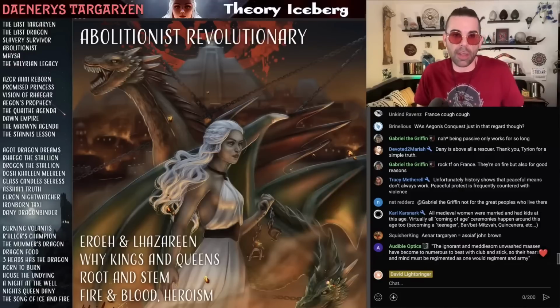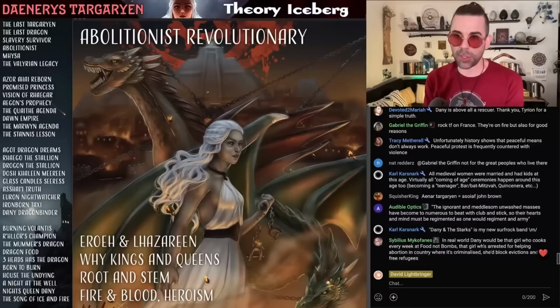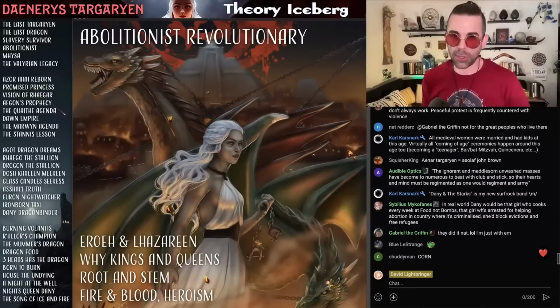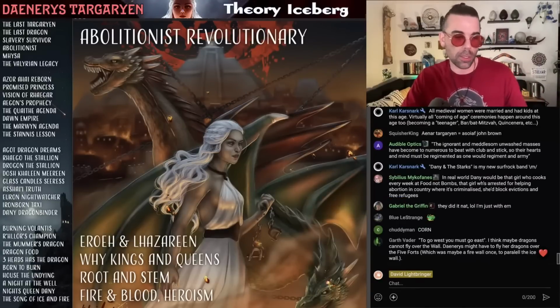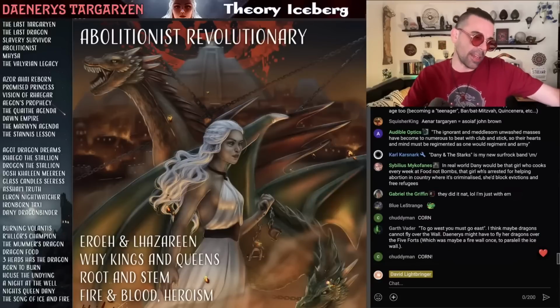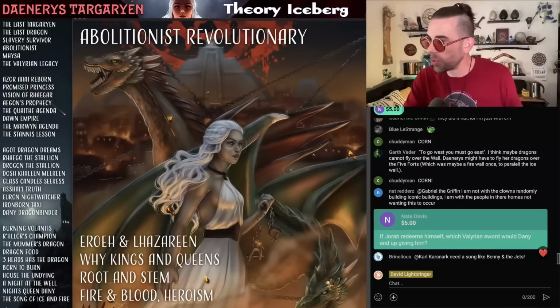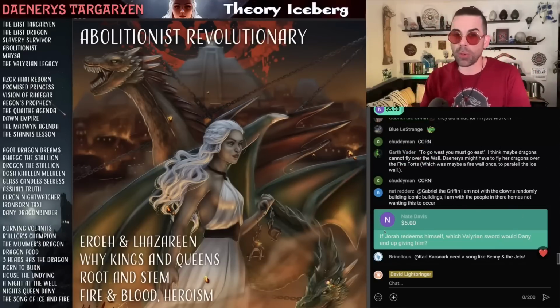And Dany's character is that of an abolitionist and a revolutionary. So it's not an accident that the house words of House Targaryen are fire and blood. The origin of that idea is abolitionism. And so you could really say that Dany's story is written around the idea of her being a revolutionary and an abolitionist. It's the most important facet of her character. It's the operative role that she has in the story. And you can see how thematically crucial it is. And even better, like I said, all of her magical stuff is very much parallel. If Jorah redeems himself, which Valyrian sword would Dany end up giving him? Oh, no, it'll be Longclaw.